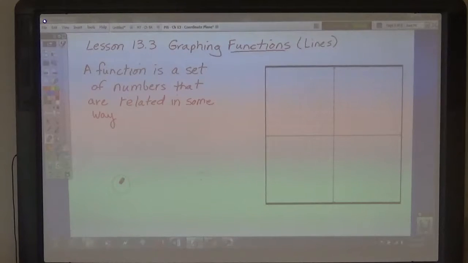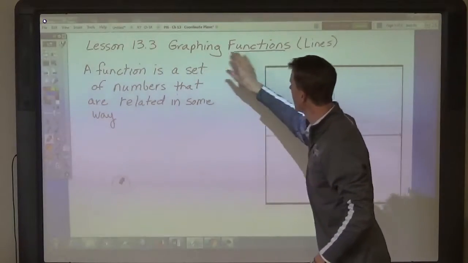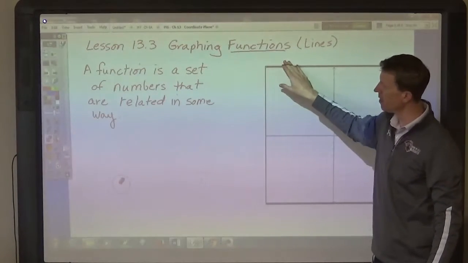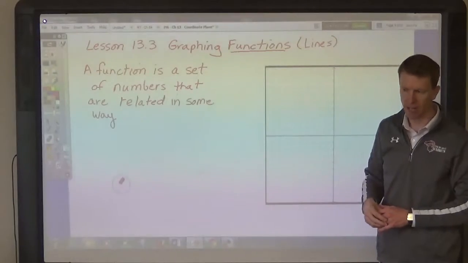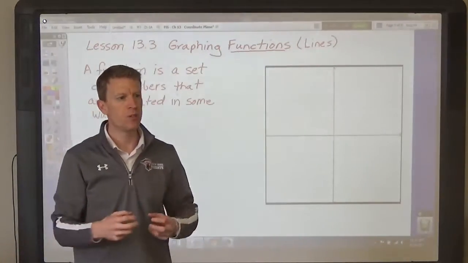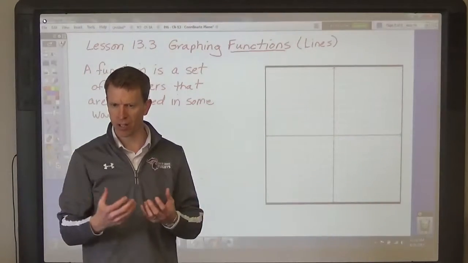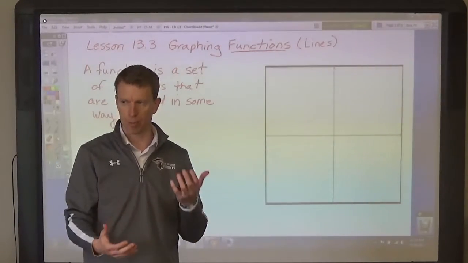Okay, sixth graders, we're going to go on to lesson 13.3, and this is on graphing functions. This word function means a set of numbers that are related in some way, okay? Numbers that are related. These are numbers like numbers you would use in converting measurements, okay? Can you think of a conversion factor or how we convert, for example, inches and feet?